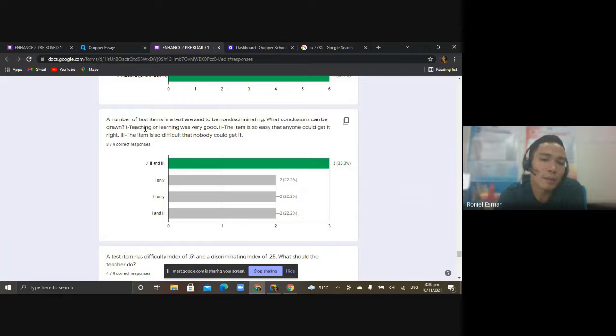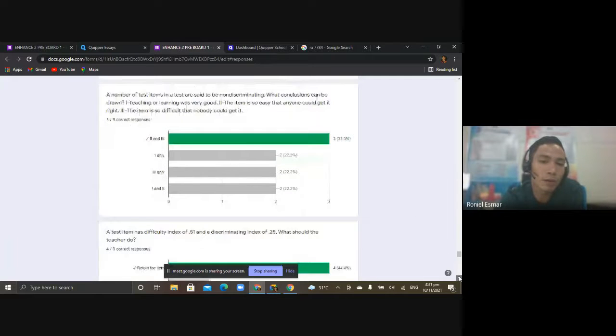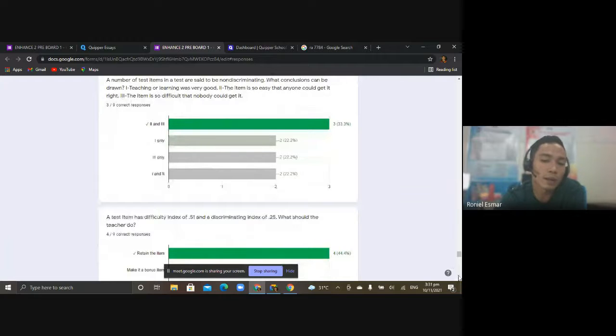Number 3, the item is so difficult that nobody could get it. So there are two things that we should consider whenever an item is non-discriminating. It is non-discriminating if it is too easy or if it is too difficult. And there is only one outcome: both should be discarded. They can no longer be included. The test item should be discriminating. That's why the correct answer is number 1 or letter A, 2 and 3.